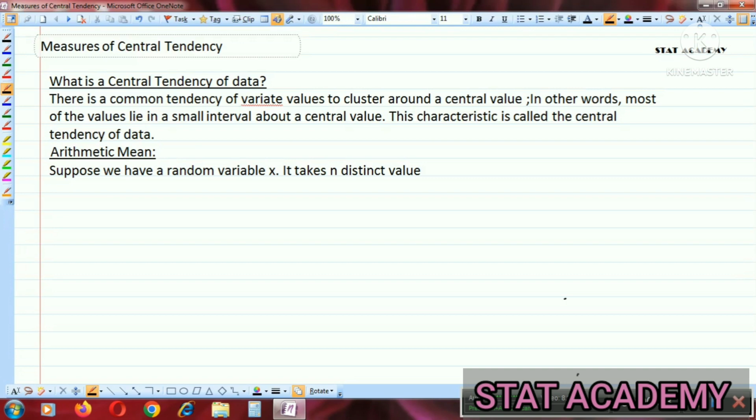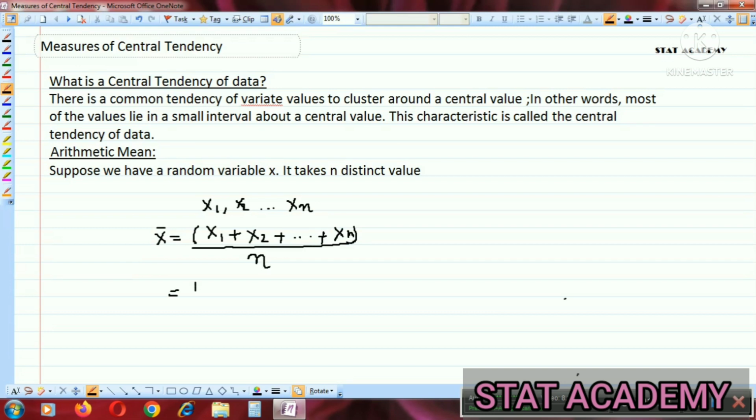Now the most common measure of central tendency is the arithmetic mean or simple mean. Suppose we have a random variable x and it takes n distinct values, say x1, x2, up to the nth term xn. Then the arithmetic mean or simple mean is denoted by x bar, which equals the sum of all these values divided by the total number of values, or x1 plus x2 plus up to xn divided by the total number of values, that is small n. It can also be written as 1 by n summation over i ranging from 1 to n of xi. So the formula of simple mean x bar is 1 by n summation i from 1 to n xi.